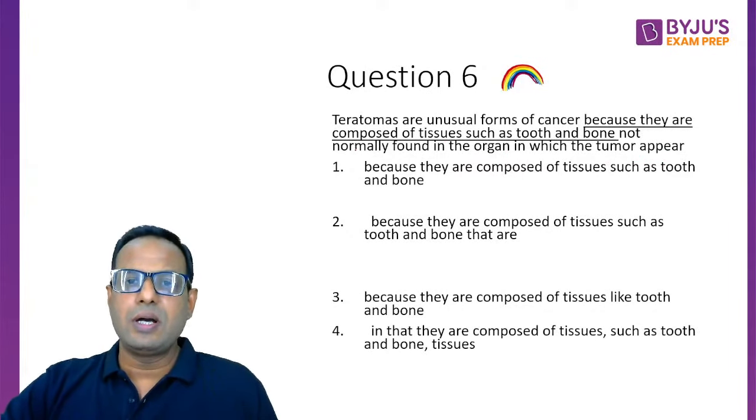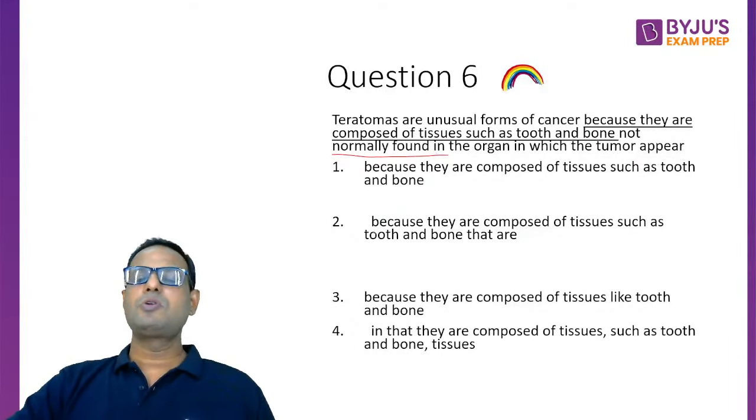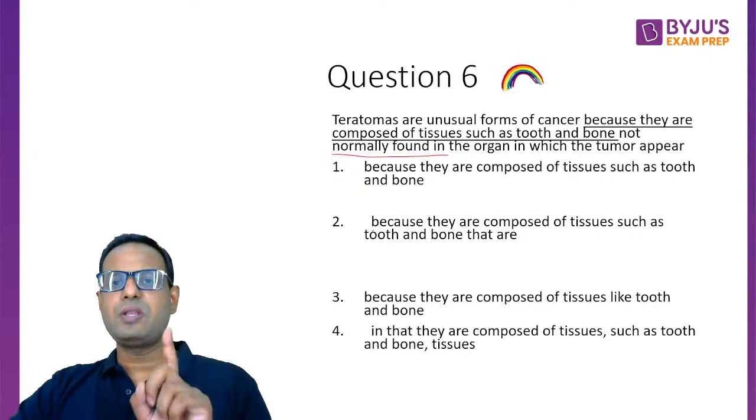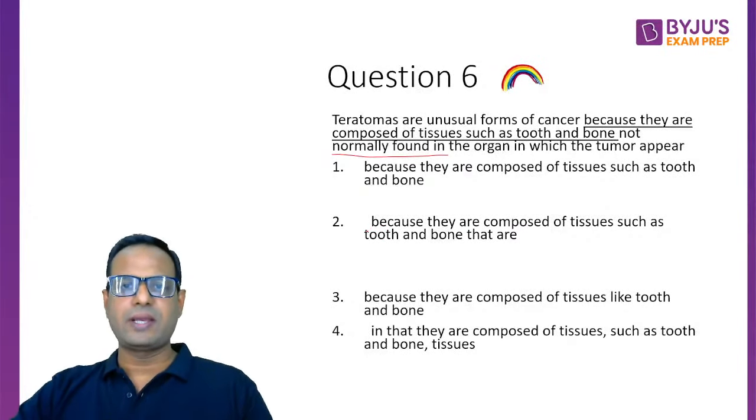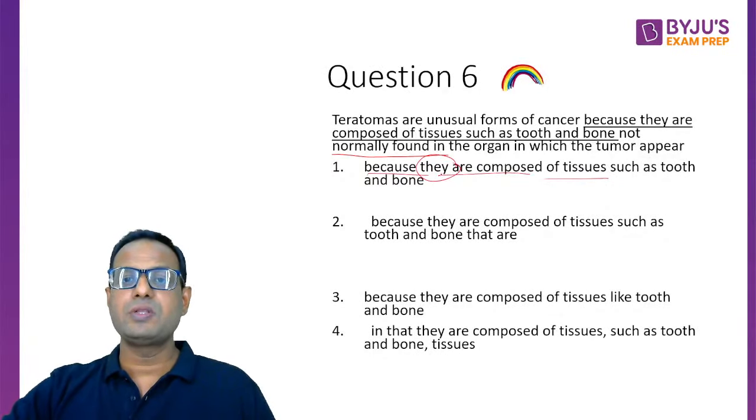Now, please pay attention to this part. Not normally found. Okay, not normally found. Let us read each option one by one. एक एक करके read करेंगे. Teratomas are unusual forms of cancer because they are not composed of tissues. Over here, they means what?